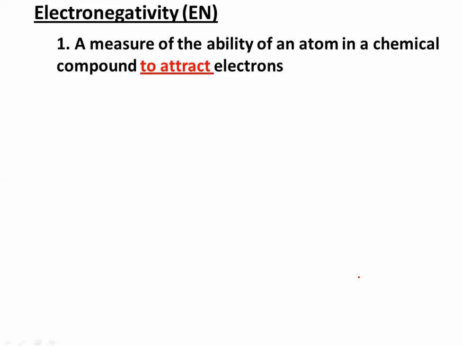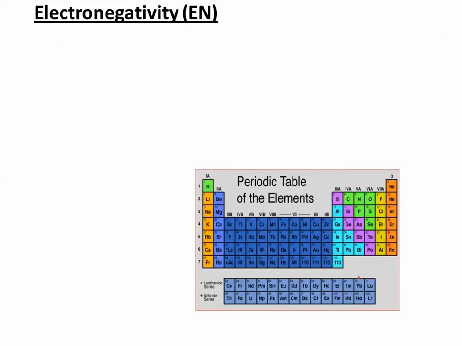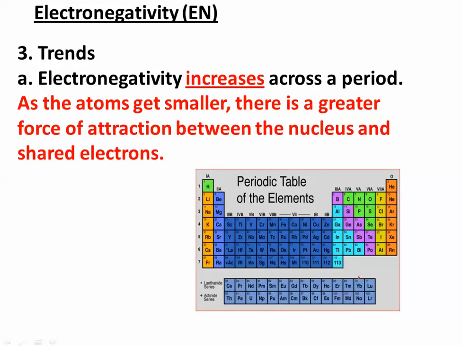All right, so we're now going to look at electronegativity. So electronegativity is a measure of the ability of an atom in a chemical compound to attract electrons. And elements that do not form compounds are not assigned electronegativities. So the noble gases, for the most part, do not have electronegativities. So here's the trend. Electronegativity increases across a period.